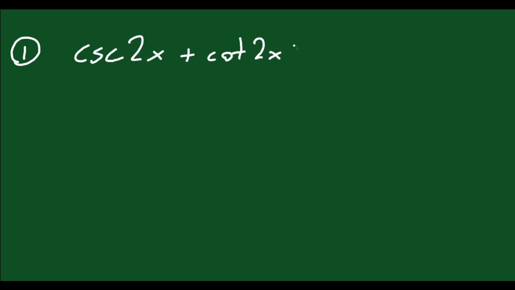Okay, let's do some proofs. Number 1, cosecant 2x plus cotangent 2x is equal to cotangent of x. So we have to prove this.